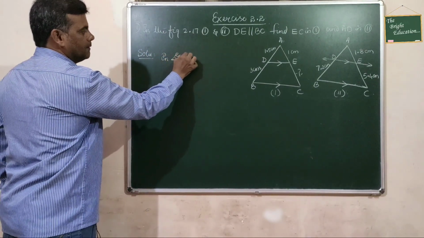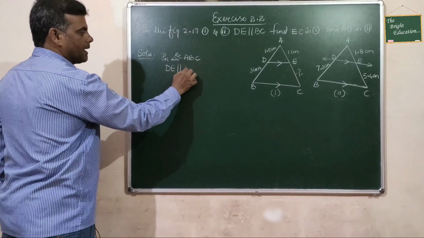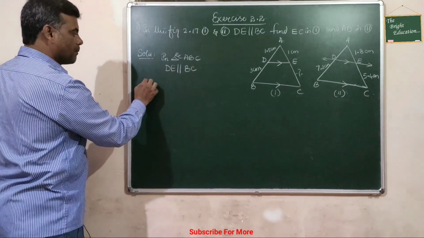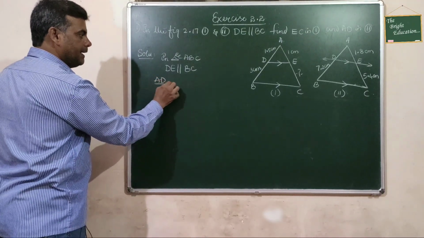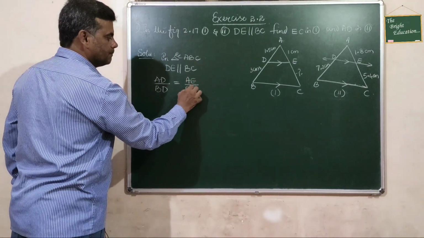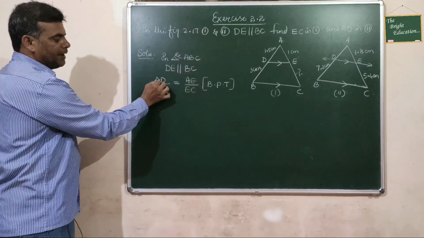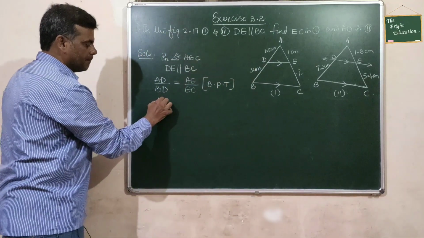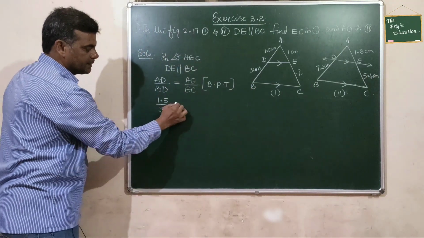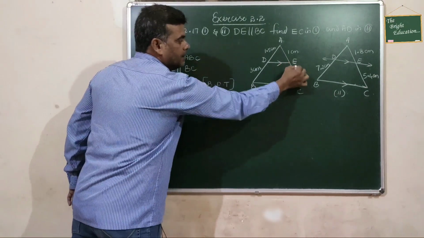In triangle ABC, DE is parallel to BC. According to the basic proportionality theorem, AD by BD will be equal to AE by EC. This is because of BPT, the basic proportionality theorem. The value of AD is 1.5 divided by BD, the length of BD is 3 centimeters, equals AE, 1 centimeter, divided by CE.